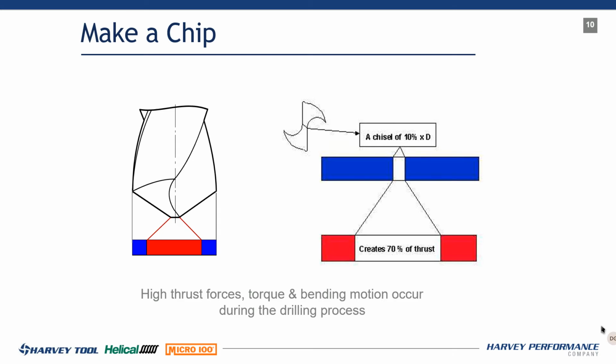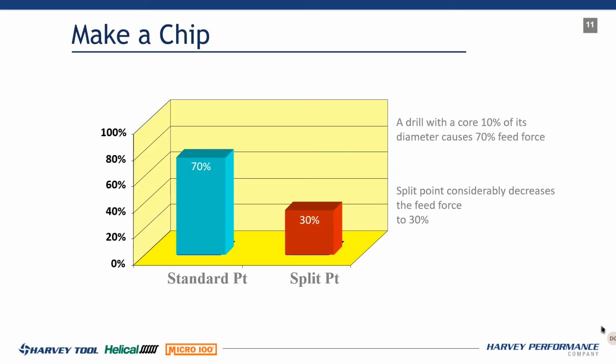Okay, so if our chisel on a half-inch drill is 10% of that half, so 50 thou, that's creating 70% of that thrust force. So if we go to the next slide and we actually take a look at where this is, a drill with 10% of the core or web diameter, 70% of the thrust force, but if we split that or if we web thin that tool, we can reduce that by 40%. Thrust force is key when you're actually drilling a hole. So if we split the end of the drill, we can decrease the feed force to 30%.